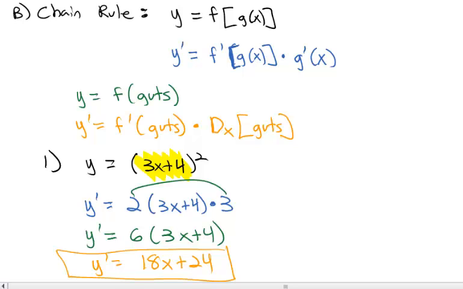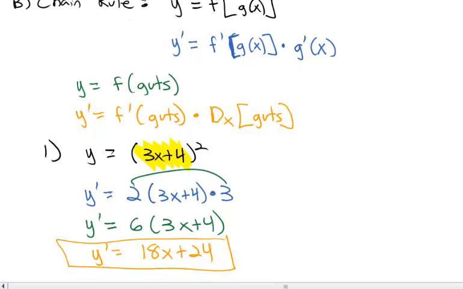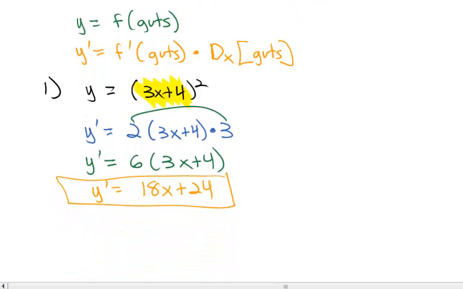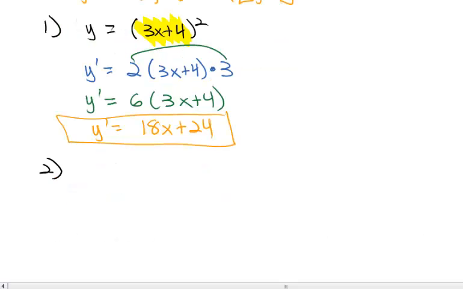So rather than solving this as a polynomial by first multiplying it out, or as a product by writing the squared as a product, we can just take the derivative of the problem as it was given to us. We take the derivative of the outside times the derivative of the guts. And this makes it really easy to take the derivative of something such as (3x squared plus 4x minus 7) to the 8th power.